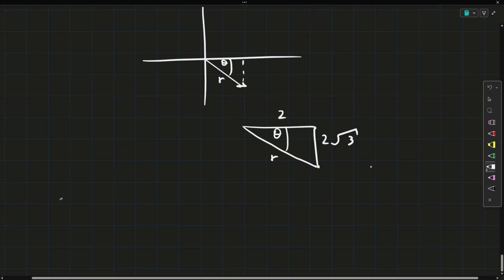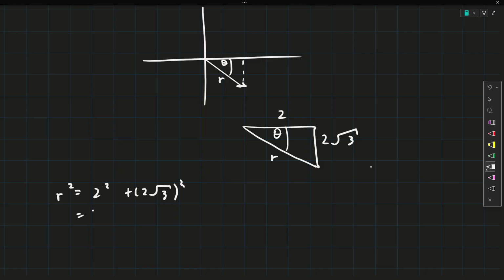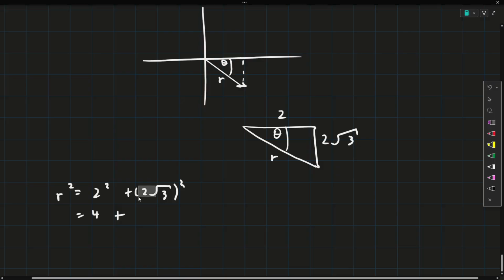So to find out what r is, we can use Pythagoras' theorem. So r squared will be 2 squared plus (2 root 3) squared. So that's going to be 4, since 2 squared is 4, plus 4 multiplied by root 3 squared, which is just 3. So 4 times 3 will give us 12. So that means that r squared is equal to 16, which tells us that r, since it's a distance, will be equal to positive 4. So we know what r is.